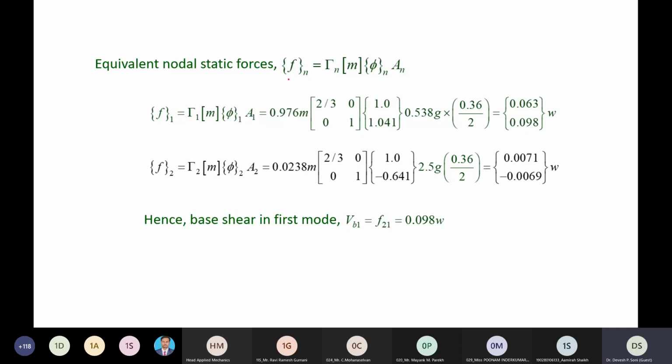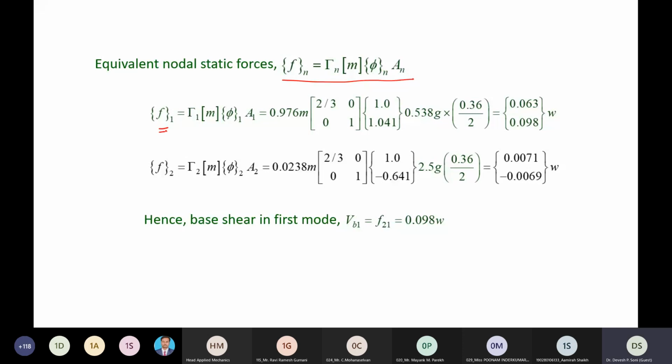The nodal static forces are obtained using this formula. So F1 is coming this and F2 is coming this. F1 is the nodal force on degree of freedom number 1, and F2 is the nodal force on degree of freedom number 2. DOF number 1 is taken at the isolation level and number 2 is taken at the first floor level.